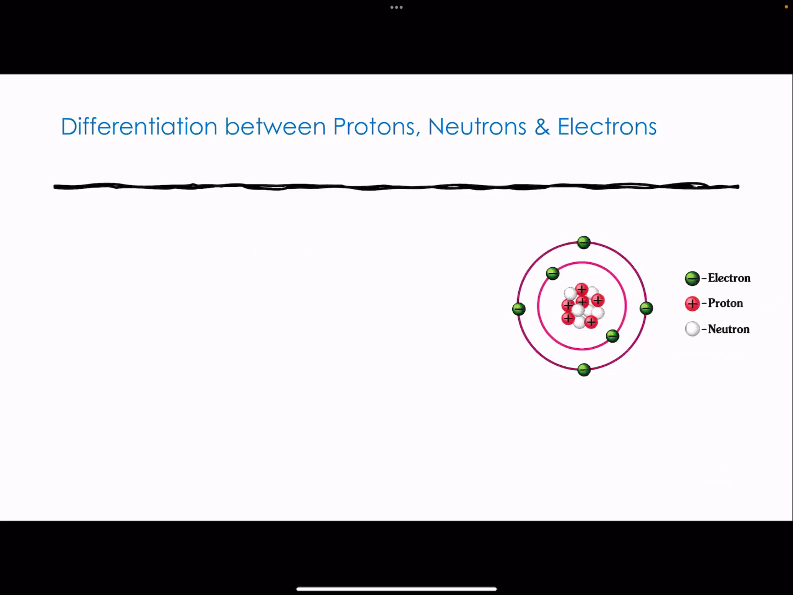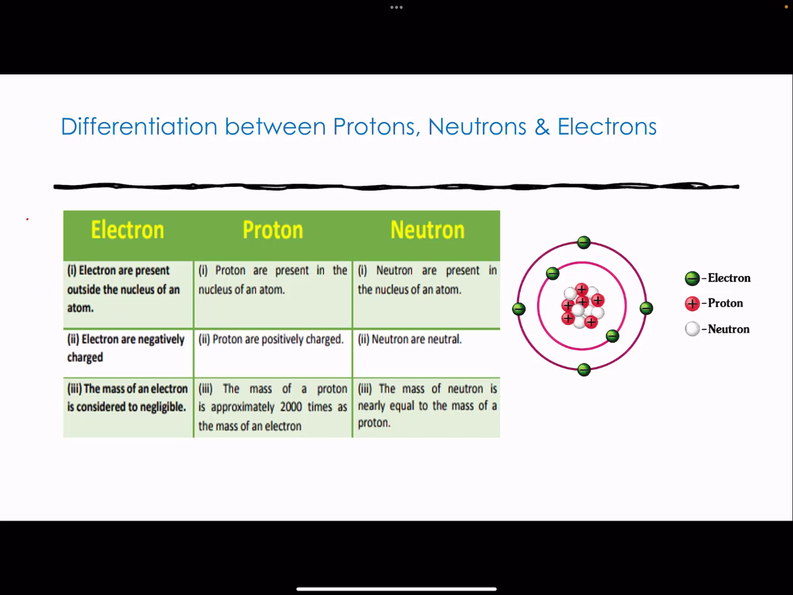Next, let us see the differentiation between the protons, neutrons and the electrons. So this is the comparison table between these electrons, protons and the neutrons. The first comparison is the electrons are present outside the nucleus of an atom. So if you see here, these are the electrons which are present outside the nucleus of an atom. Whereas the protons are present in the nucleus of an atom. These are the protons and these are present inside the nucleus of an atom. Similarly, the neutrons are also present in the nucleus of an atom. So these are the neutrons and these neutrons are also present inside the nucleus of an atom.